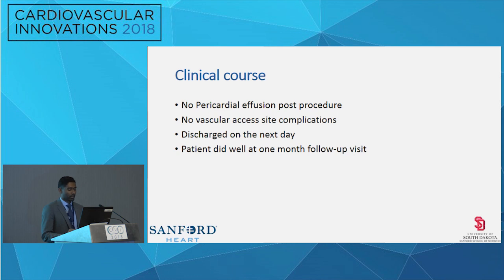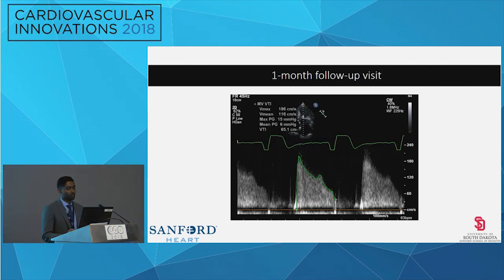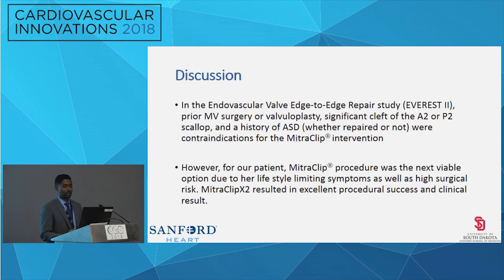And the patient did well at the 1 month follow-up visit with improvement of her symptoms. We did check a transthoracic echocardiogram. At the time, her gradient across the mitral valve was still acceptable, 6 mmHg.